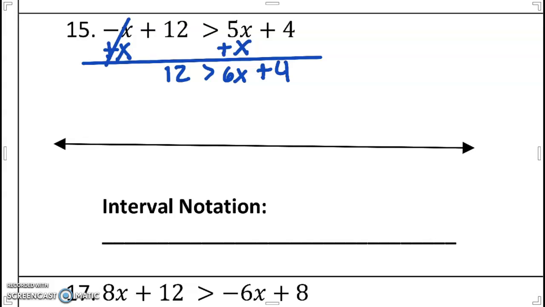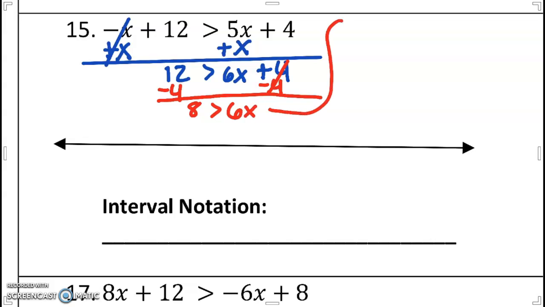Now what? Subtract 4 from both sides. I'm out of space. I'm moving. Now what? Divide by 6 on both sides. Is that my answer?